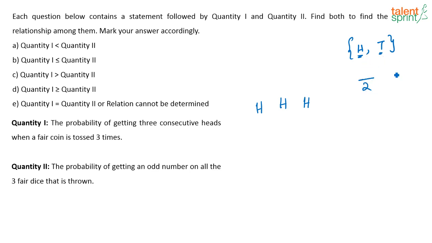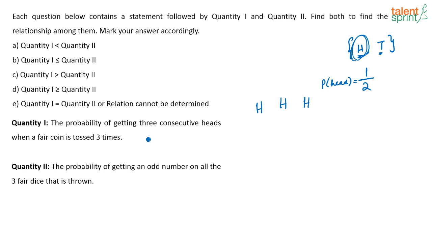Totally there are 2 possible outcomes. Either I can get a head or a tail, and my favorable case is the one of getting a head. So what is the probability of getting a head when I toss a fair coin? It is 1 by 2. See, fair coin means there is equal chance of getting head and tail. Here I am tossing the coin 3 times, and what is the probability that I get head all the 3 times?